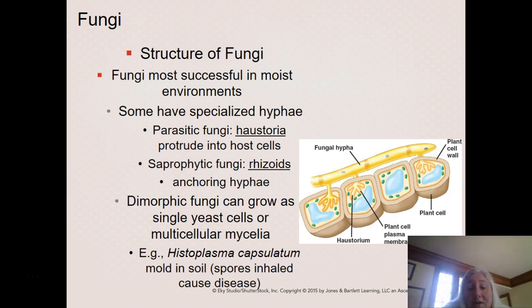Fungi can be dimorphic, which means they can be found in more than one form, so they can be found as yeasts or as multicellular mycelium. Not all fungi are dimorphic. An example of a fungal species that is dimorphic is Histoplasma capsulatum, which is found in soils and can cause histoplasmosis if breathed in.